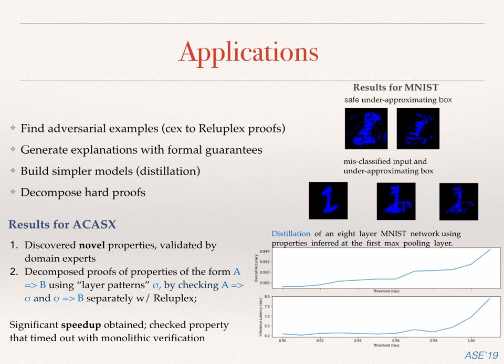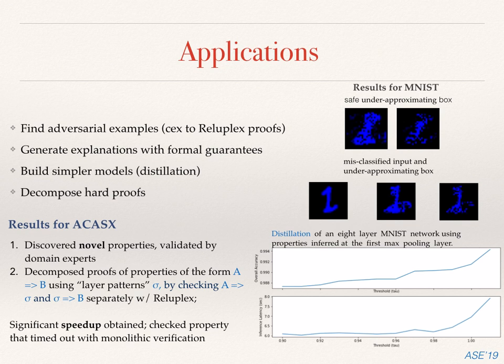And here I list some of the results we obtained for ACAS Xu, which is a controller for unmanned aerial vehicles, and I will give more details about this ACAS Xu system later when I talk about other techniques. I just wanted to highlight here quickly that we were able to discover novel properties for this system, which were validated by domain experts.